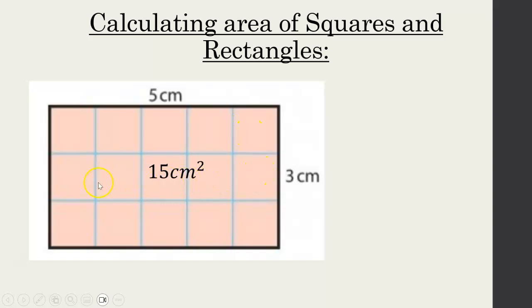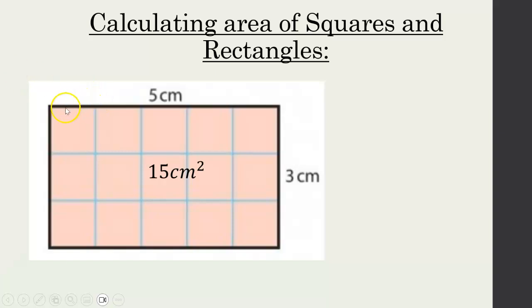1, 2, 3, 4, 5, 1, 2, 3, 4, 5, and then there's 3 rows of 5, so that's 15. Now, I did just count the boxes, but what I kind of did there was I said, okay, how many are in a row going across? And then how many rows are there? Yeah, I could have just counted 1, 2, 3, 4, 5, 6, 7, 8, 9, and kept on going, but I said, okay, there's 5 in a row, and then there's 3 rows.